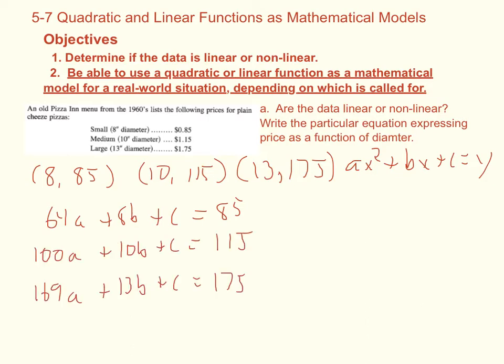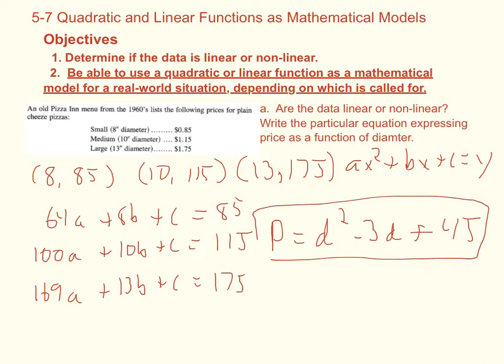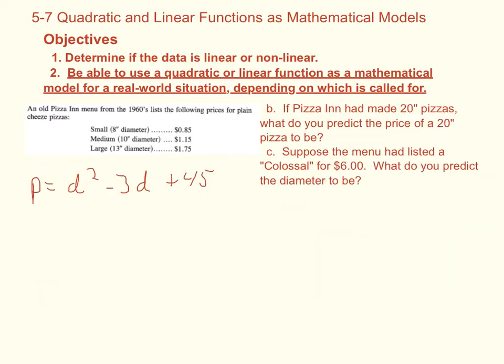Okay, so this is what I got, my 3 equations. I put them in a grapher and get the general equation for this pizza problem. So the price in cents equals the diameter squared minus 3 times the diameter plus 45. That's our general equation.